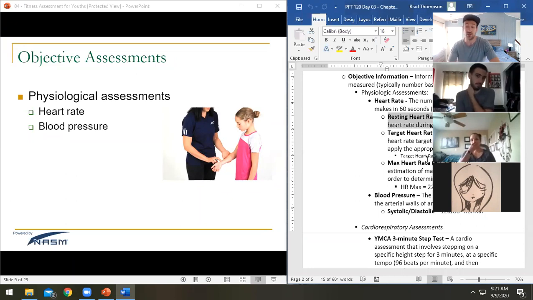So they're already sitting down. So all you're going to do is gather their resting heart rate. NASM's a big fan of gathering it at their radial pulse. So what you want to do is use your two fingers in line with their thumb and index finger on their left arm just above the wrist. And that's going to be the perfect spot for getting their radial pulse.